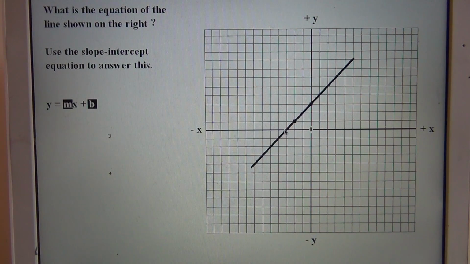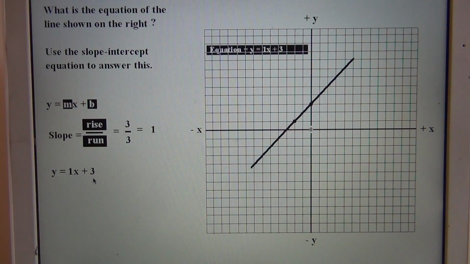We're going to have to figure the slope of this line. So let's take the rise. 1, 2, 3. 3 over the run. 1, 2, 3. 3 over 3 is 1. So we know that the slope is 1. And where does it intersect the y-axis? 1, 2, 3. So y equals 1 times x, the slope times x, plus the y-intercept, in this case, is 3. So this is the equation for that line.